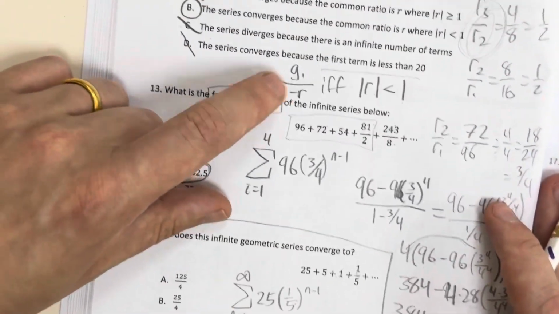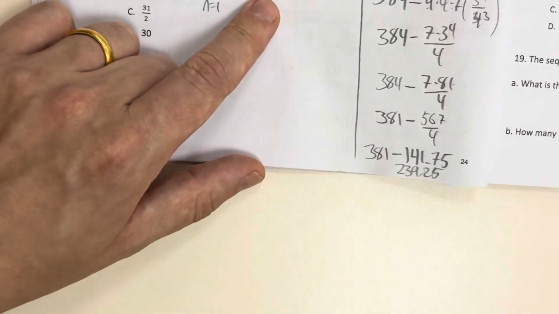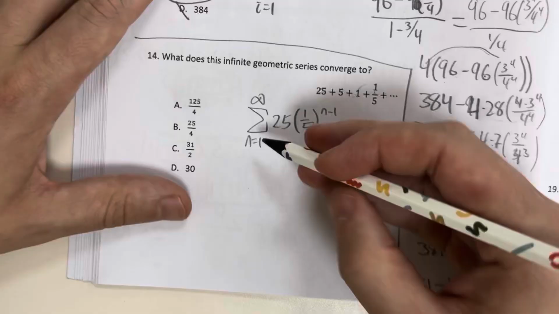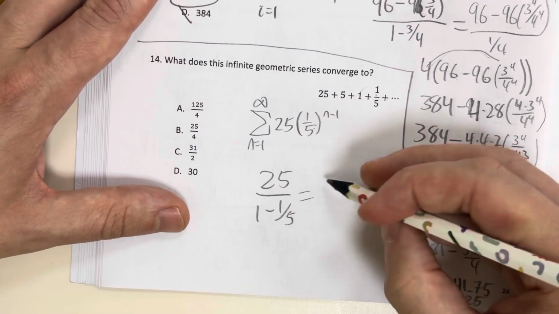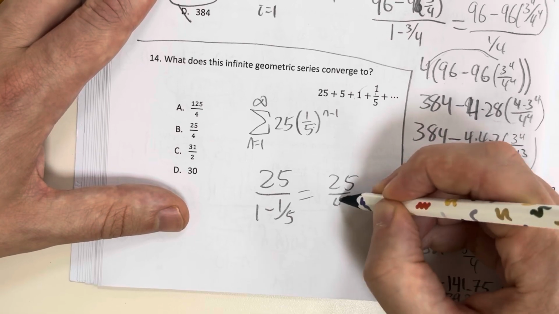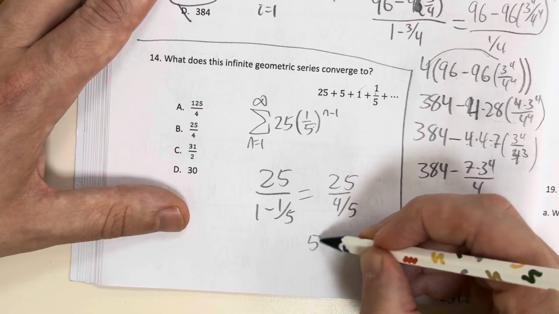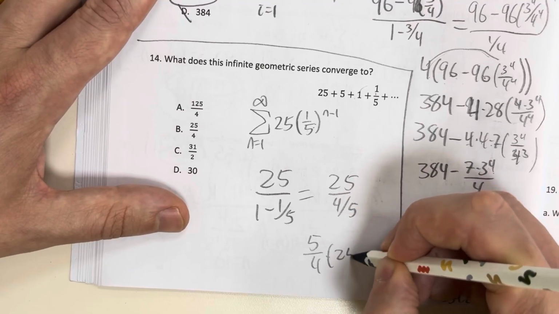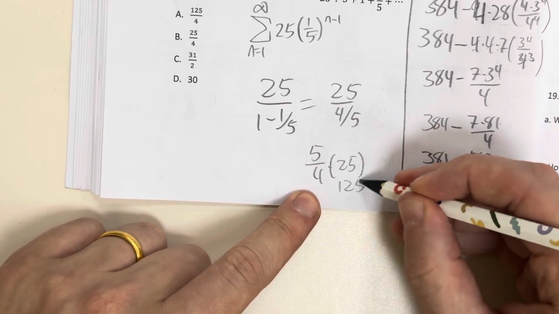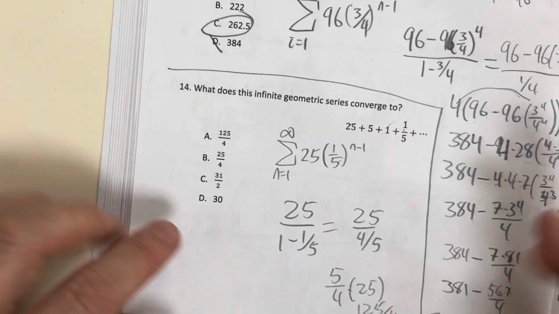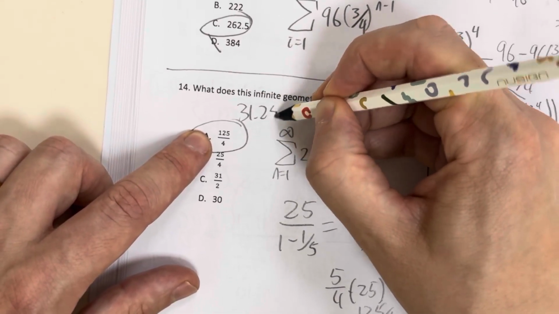This simple formula. Here, the common ratio is less than 1. It's 1/5. So we can just plug directly into this formula. First term over 1 minus common ratio is 25 over 4/5, which is 5 over 4 times 25, which is 125 over 4. This is like 31.25, which makes sense.